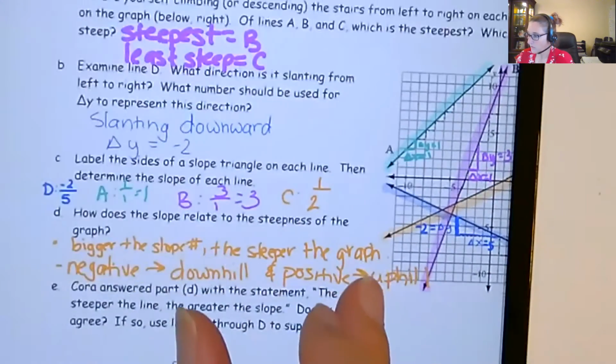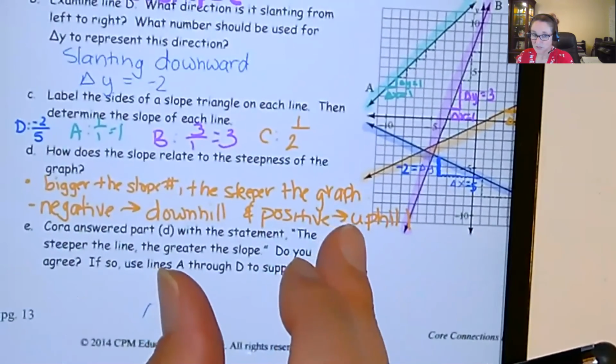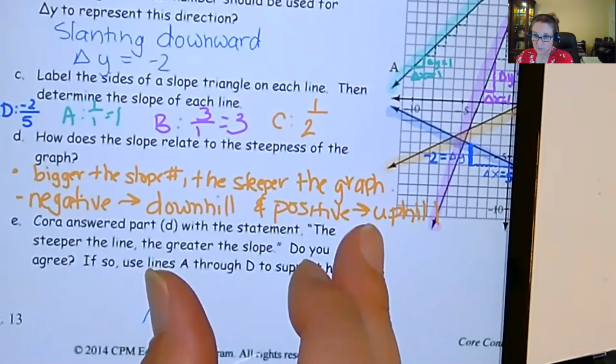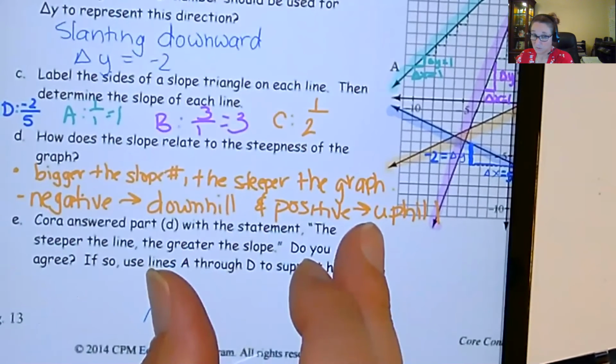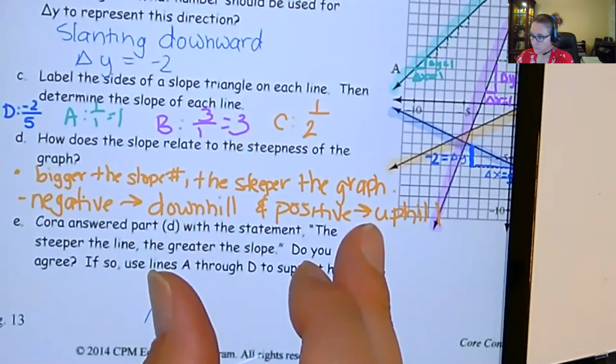Okay, so again, the bigger the number for your slope, the steeper it is. The smaller the number, the less steep. If it is a negative number, that's going to be a downhill slope. And if it is a positive slope, it's going to be an uphill slope.